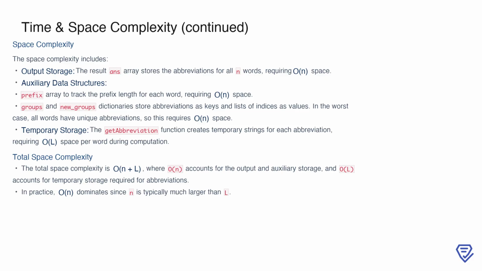First, the output array ans stores the final abbreviations for all n words, requiring O(n) space. We also maintain auxiliary data structures, such as the prefix array, which tracks the prefix lengths for each word, and the groups in new_groups dictionaries, which map abbreviations to lists of word indices. In the worst case, where each word has a unique abbreviation, these dictionaries require O(n) space. Additionally, the getAbbreviation function uses temporary space for string operations, requiring O(L) space per word during computation. Combining these, the total space complexity is O(n + L). Since n is usually much larger than L, the overall space usage is dominated by O(n).